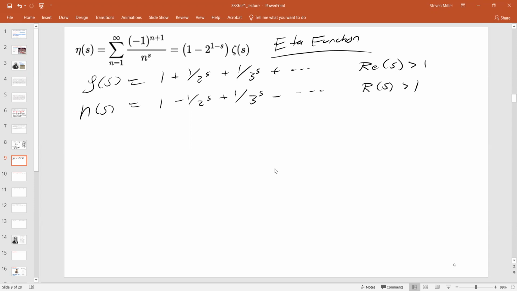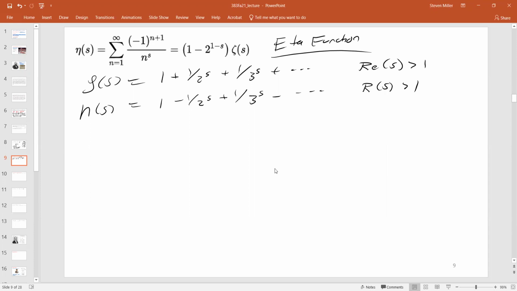So if we just add them, what would you get? You get 2 times the sum of the odds. What if we subtract it? Then you would get 2 times the sum of the evens. Which would you rather have, sum of the odds or sum of the evens? Why evens? Yeah, because you can factor out 2.